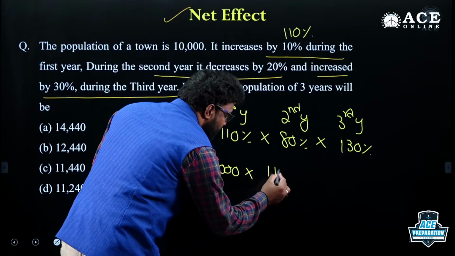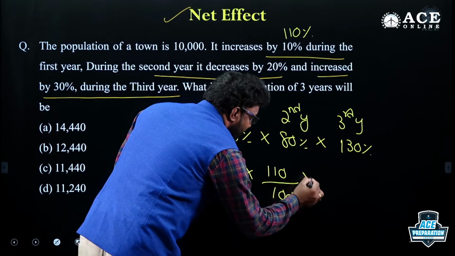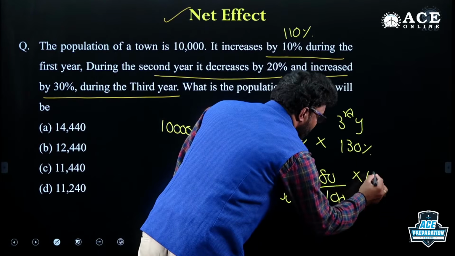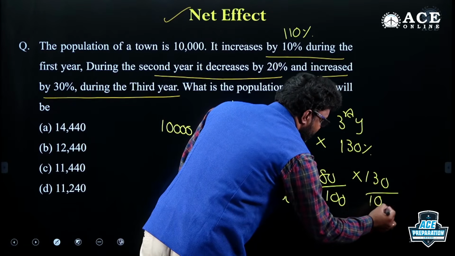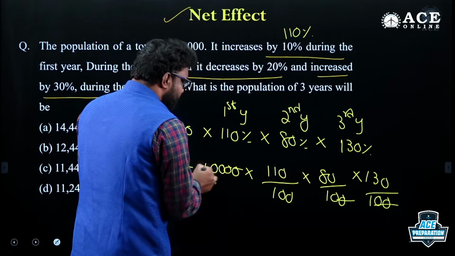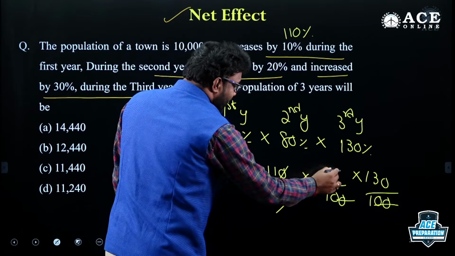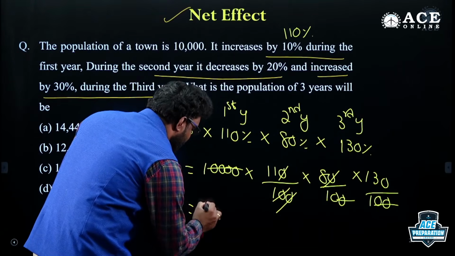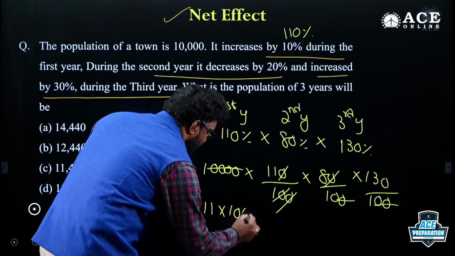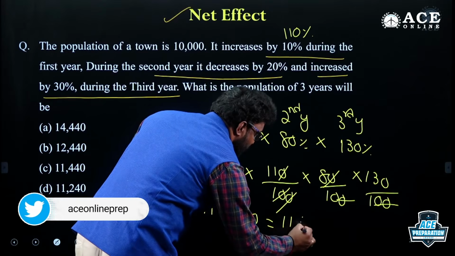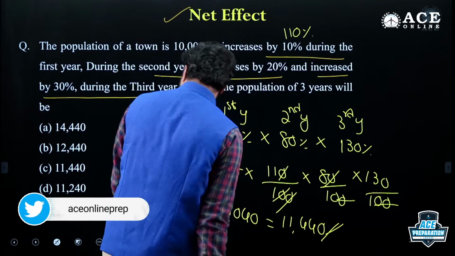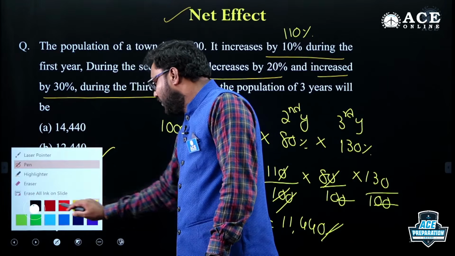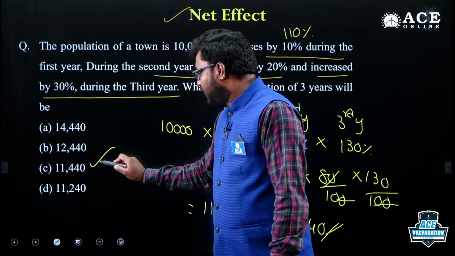10,000 into 110%, which means 110 by 100. 80% means 80 divided by 100. 130%, 130 divided by 100. If you do all the cancellations, my dear friends, you get 11 into 8 into 130. 8 into 130 is nothing but 1040. 11 multiplied with this, you are going to get 11,440, which is nothing but option C. We got option C, 11,440.